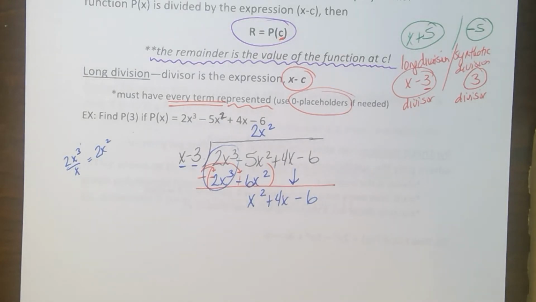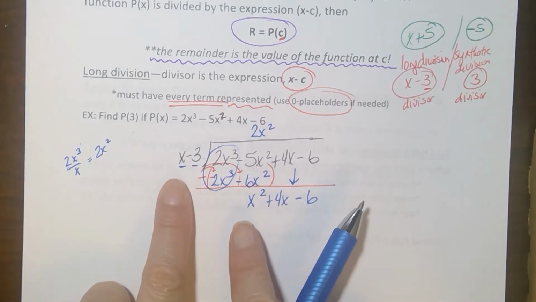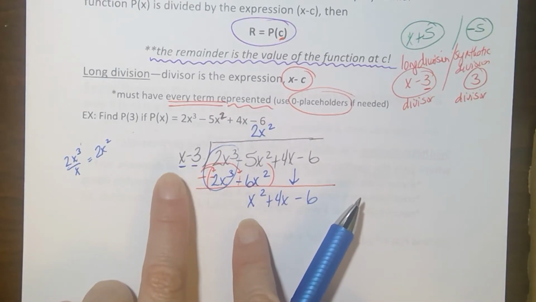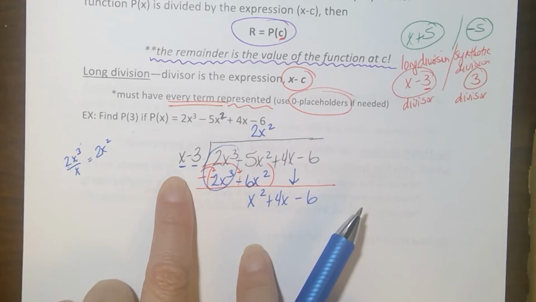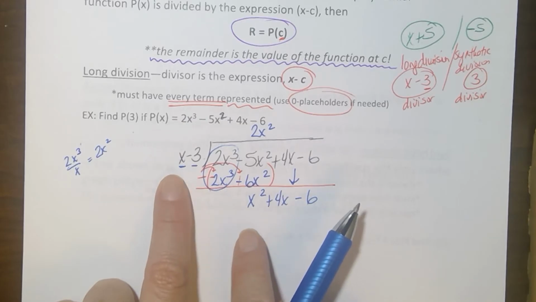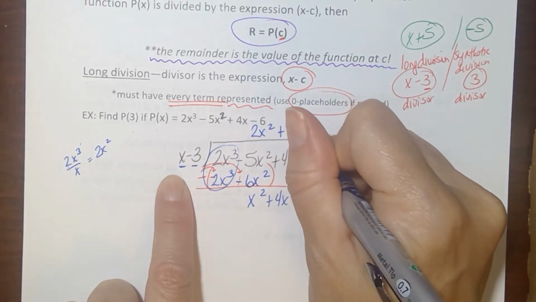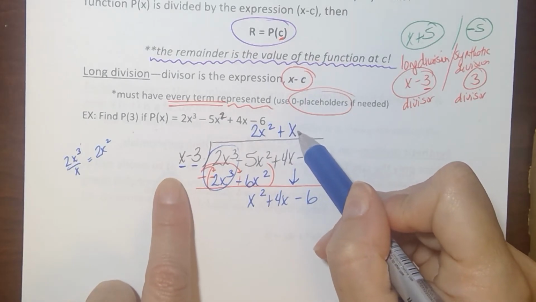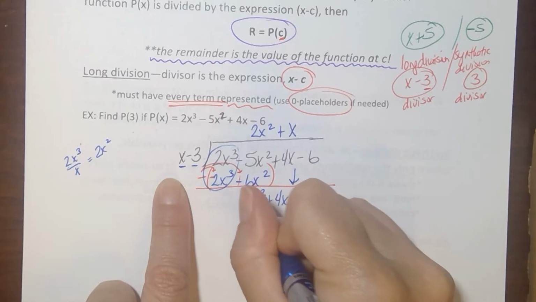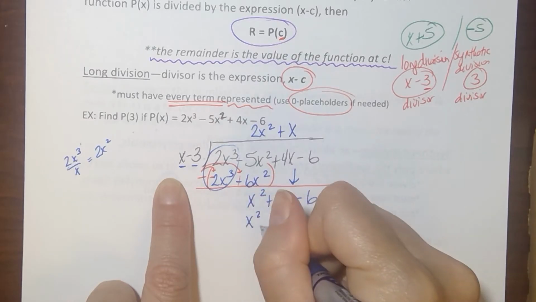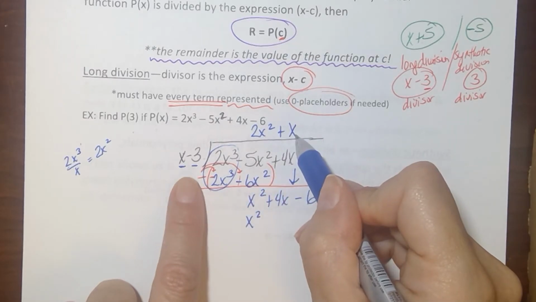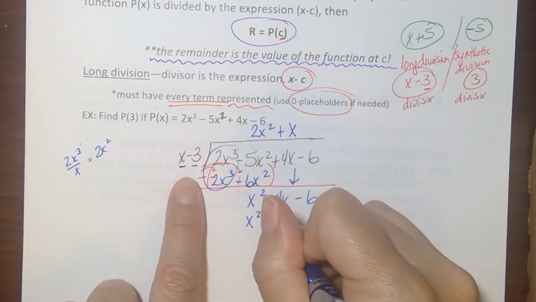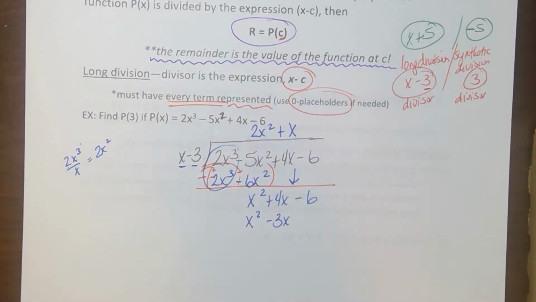Then I'm going to go through the process again, asking the same question. What times x gives me x squared? Because I need this term to match. Well, x times x gives me x squared. So I put a plus x in my quotient line. Then I multiply. X times x, that's that x squared that we wanted to match. Then x times negative 3 is a negative 3x.